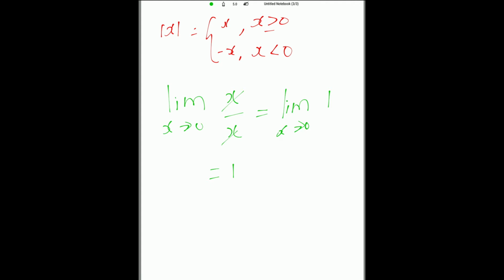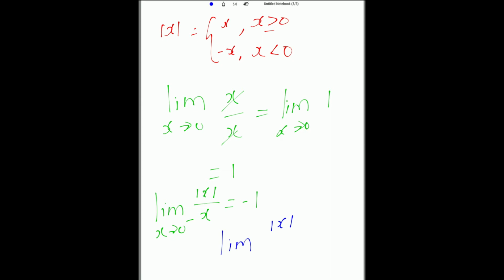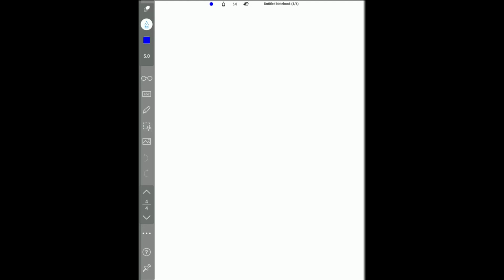So what that is implying is that the limit of mod x over x as x approaches 0 from the left is equal to negative 1, and the limit of mod x over x as x approaches 0 from the right is equal to 1. So since the right hand limit and the left hand limit are not equal, we say that the limit of this function really does not exist.